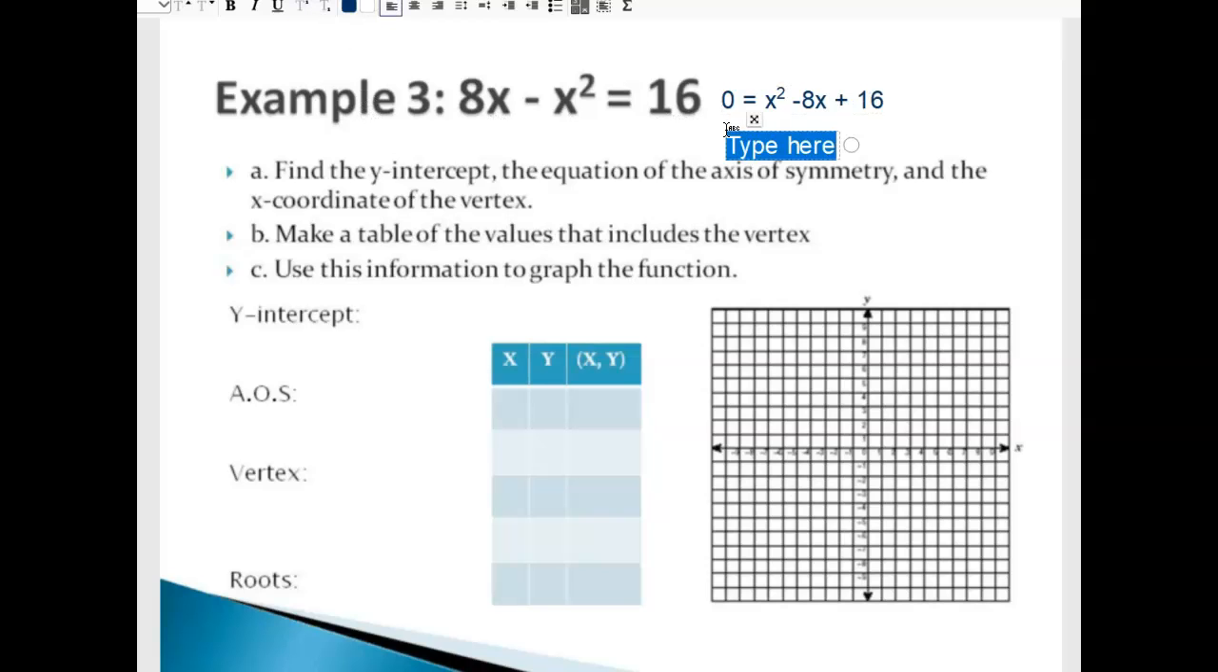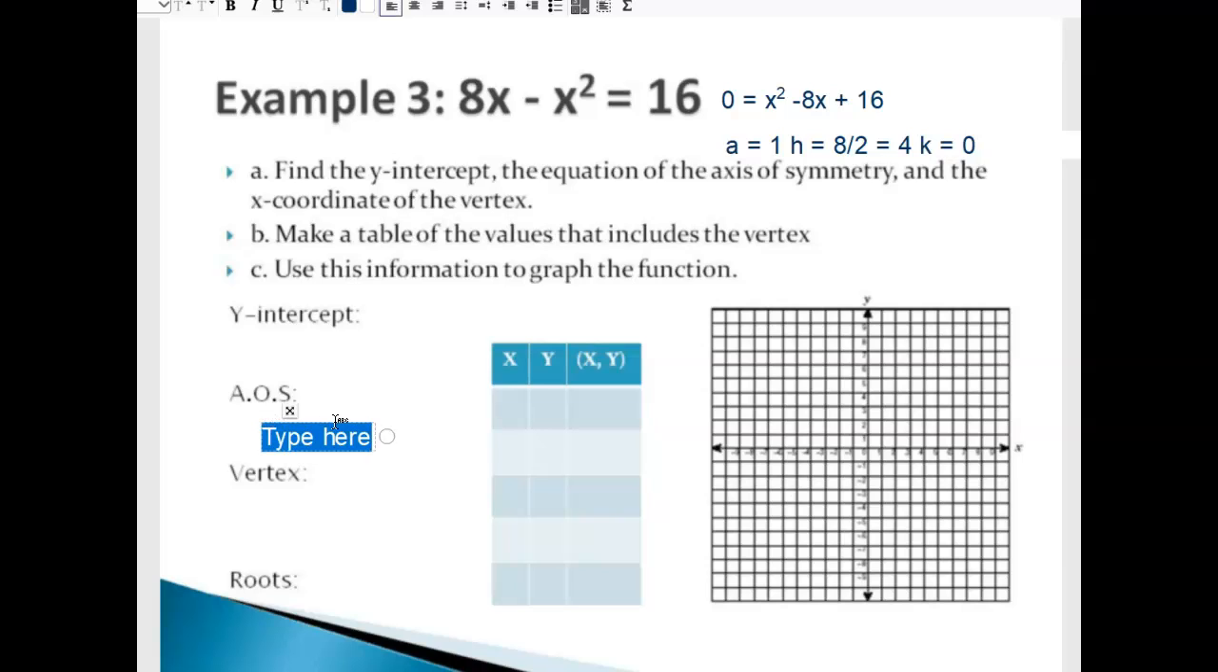So my a value is 1. My h value is negative b divided by 2a. So our h value becomes 4. And then to get the k value, you have to plug 4 in. So 4 squared is 16. Negative 8 times 4 is negative 32, plus 16. So 16 minus 32 plus 16 gives us a k value of 0.